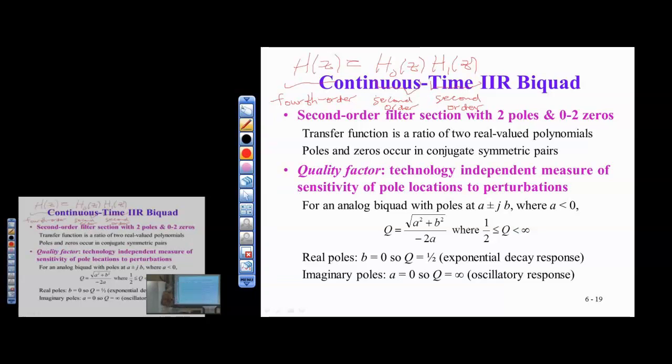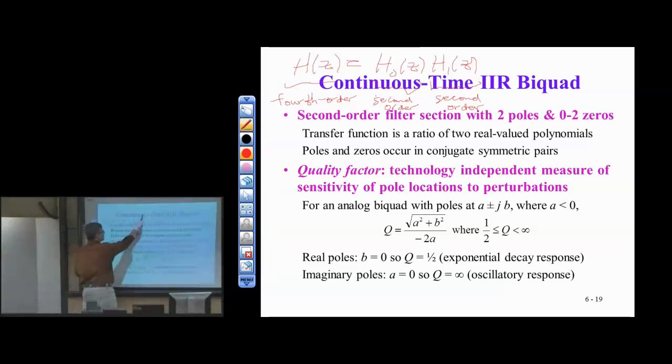And in terms of implementation, I'd simply cascade these two second-order sections to realize this fourth-order transfer function. So I would need two biquads in cascade to realize this higher-order transfer function. And then the question is going to come up, okay, which order? Do I put H0 first and then H1, or do I put H1 first and then H0? It matters. It turns out it matters.